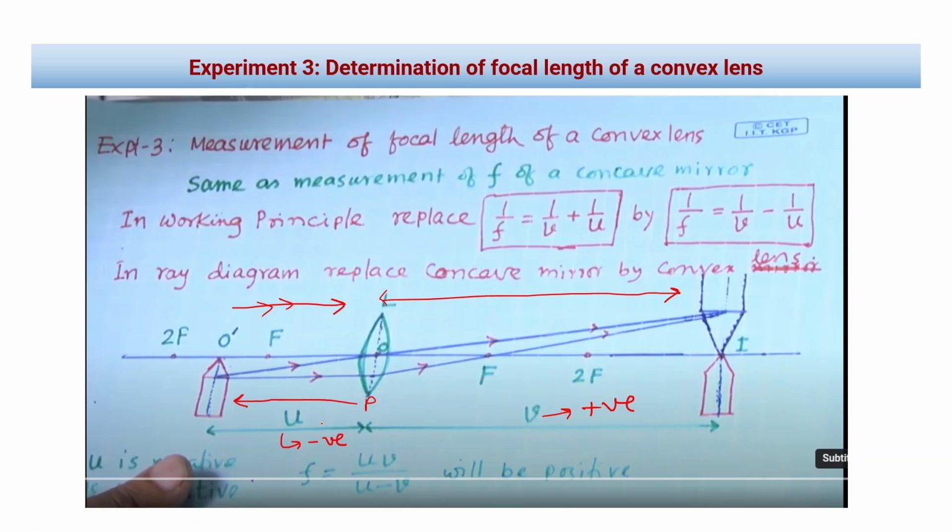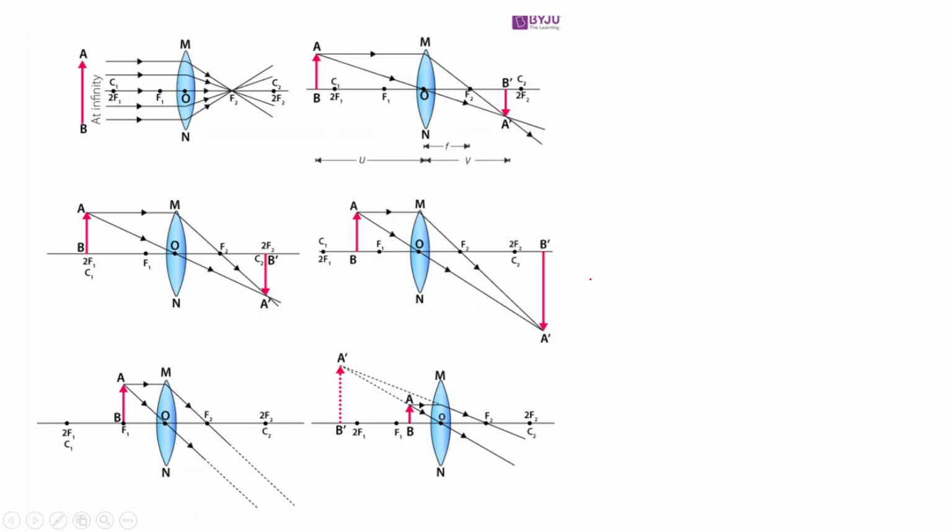And finally, if you will see this formula, one thing is negative, another thing is positive. So finally focal length will be positive for this convex lens. This is again the same thing. So this is for convex lens. As I said, it follows the same properties as shown by concave mirror.